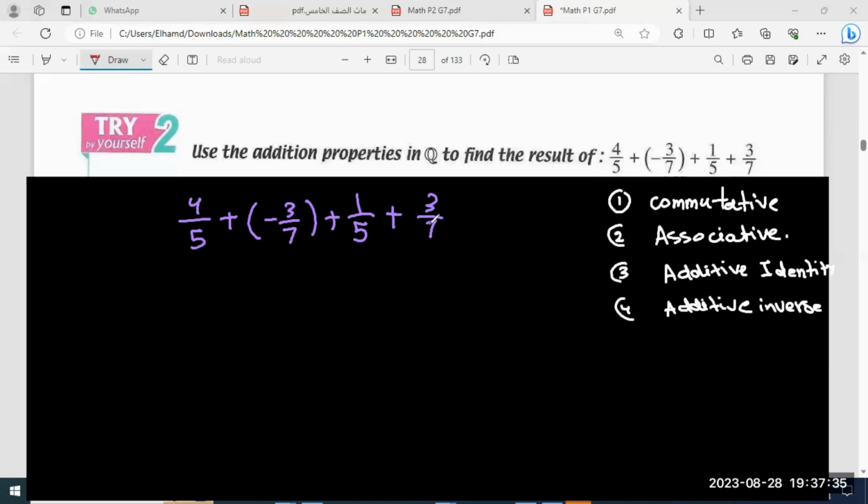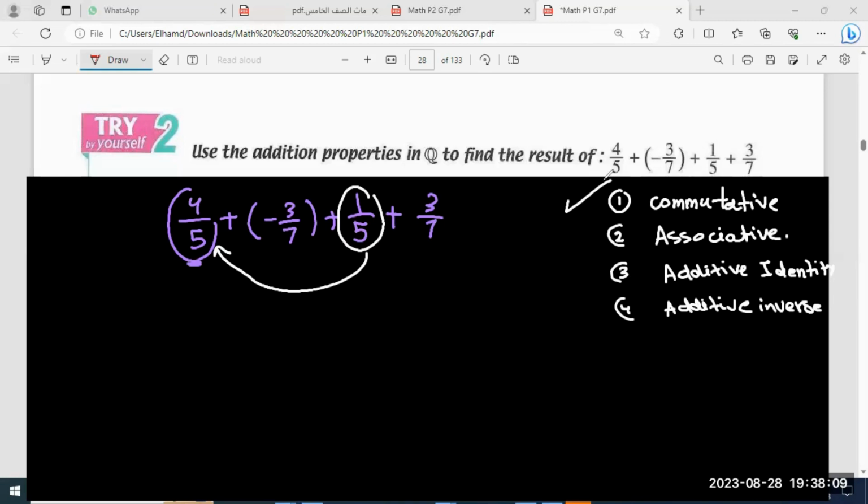So, by logic, which rational number should I bring next to 4 over 5? 1 over 5. So I will take 1 over 5 and bring it next to 4 over 5 by using what? A commutative property. So this is the first step.